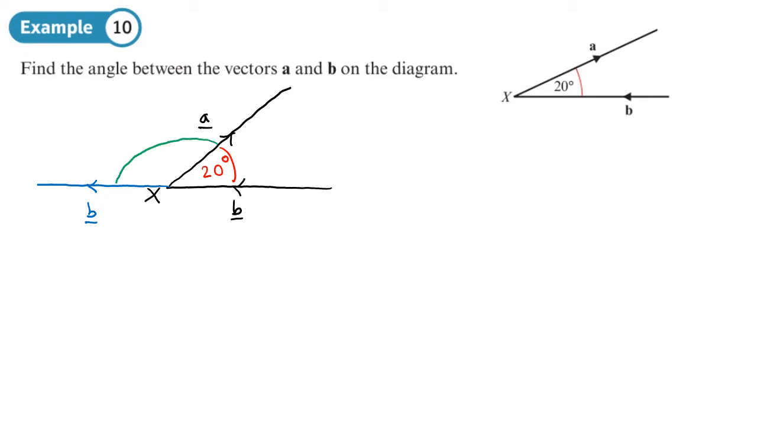Okay, and as I've shown you on the previous slide, the way that we find that angle is that we just do 180 minus the angle on the other side. So that's just going to be 180 minus 20. So that actual angle between the two is 160 degrees. So again, as we said before, the direction of these vectors is important.